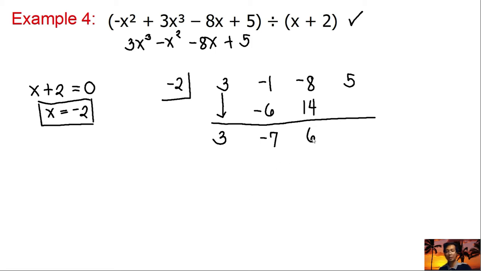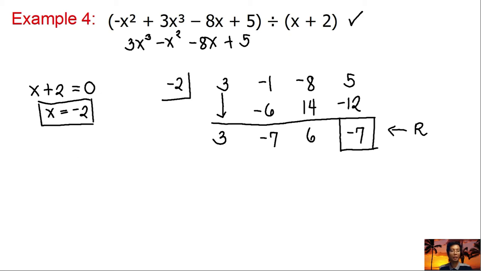Next, positive 6 times negative 2, that is equal to negative 12. Last step, add 5 plus negative 12. Of course, that is negative 7. Negative 7, the last number, is our remainder. So, this is our remainder. Let's figure out our quotient.